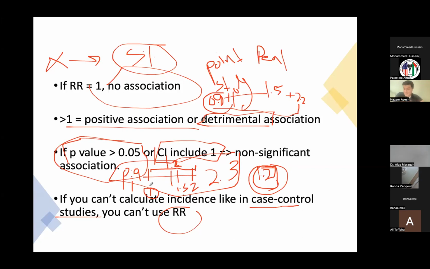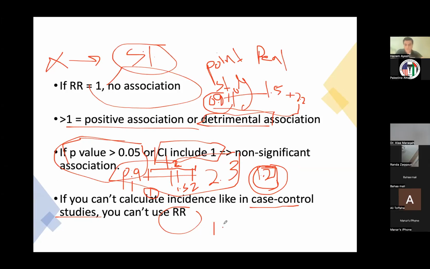But let's say that the software gave you a confidence interval of 1.2 to 2.2, and your value is, let's say, 1.4. So your estimated value from your study population is 1.4, but the real value the software gives you can be something in between 1.2 and 2.2.